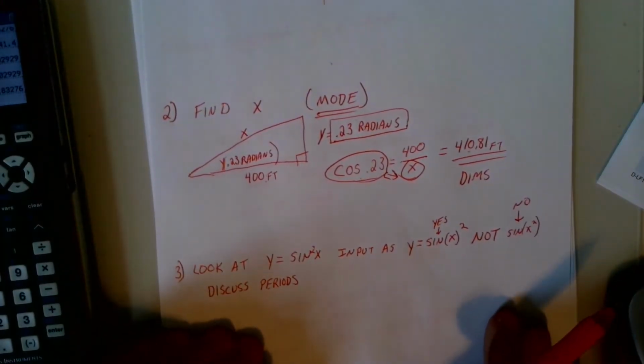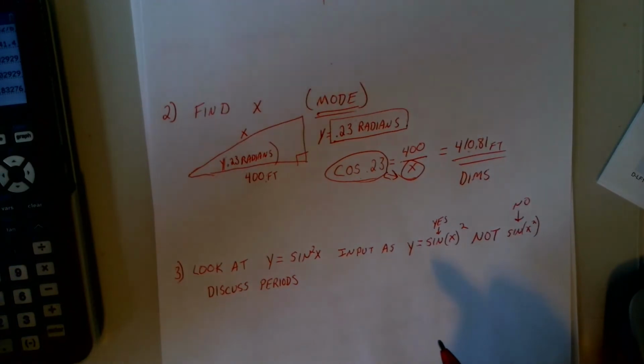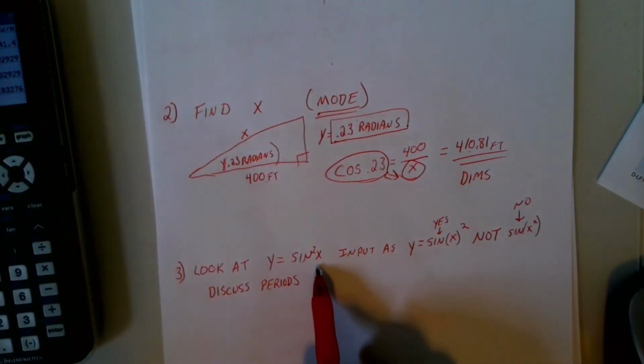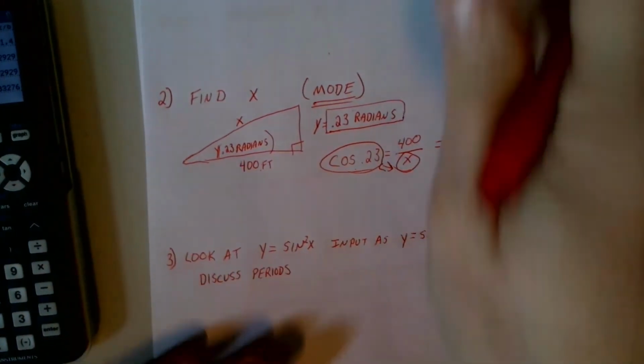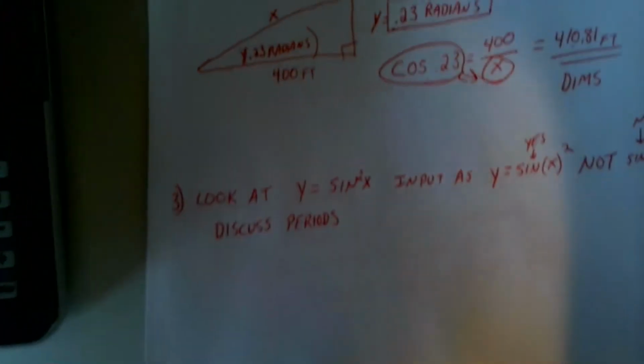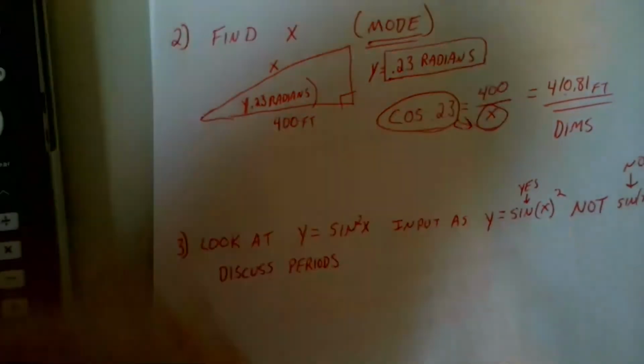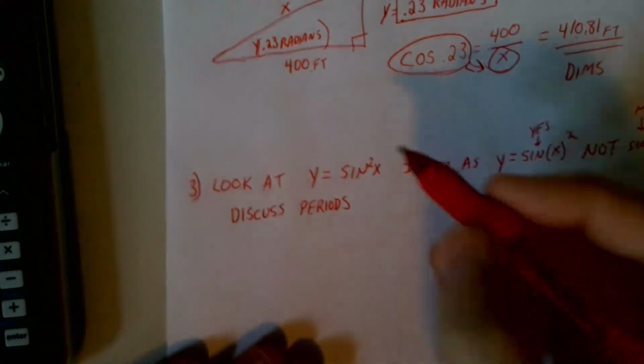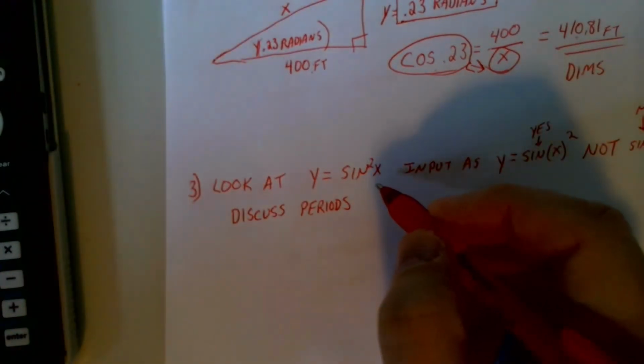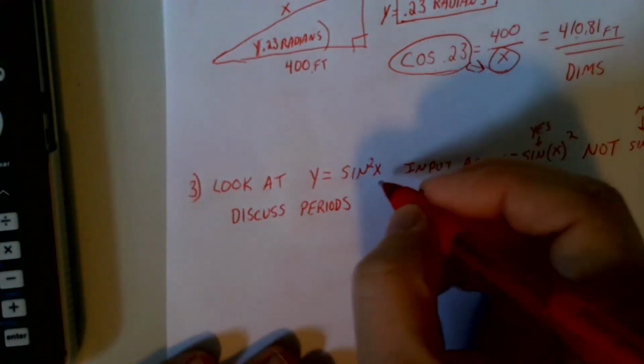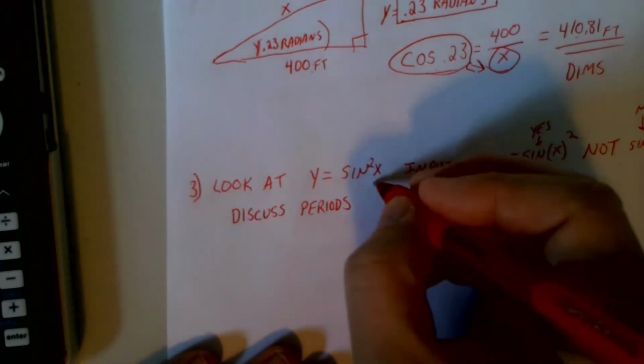Okay, so what happens when we look at some other graphs? What happens when we're not just doing sine, cosine, or tangent, or we're not doing the reciprocal functions? So what we're going to look at right now is one of these things right here. We're going to look at sine squared x. And I know in trig you did a lot of stuff with sine squared x.